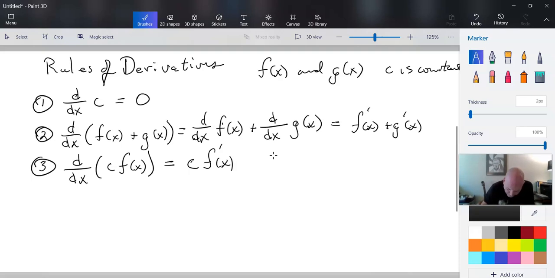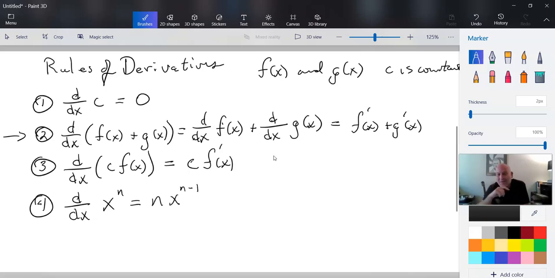Let's see here. 4 is the power rule. Now, the power rule, you can actually get the power rule from the sum rule just by applying it over and over and over again. Oh, excuse me, I said that backwards. I was going to say the product rule, but we haven't talked about the product rule yet. Yeah, so the power rule basically says that if I'm taking a derivative of something with an exponent, right, what I do is I multiply that exponent on the outside and then reduce the exponent by 1.